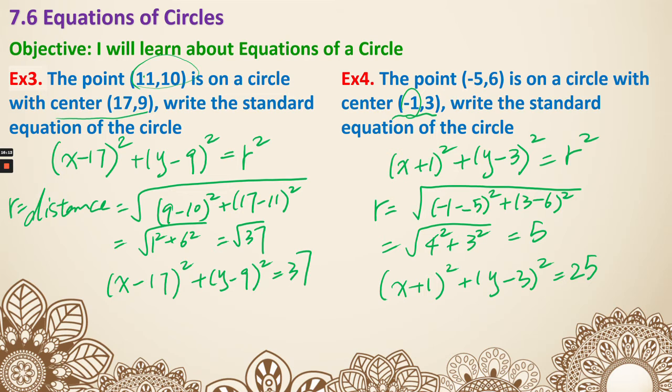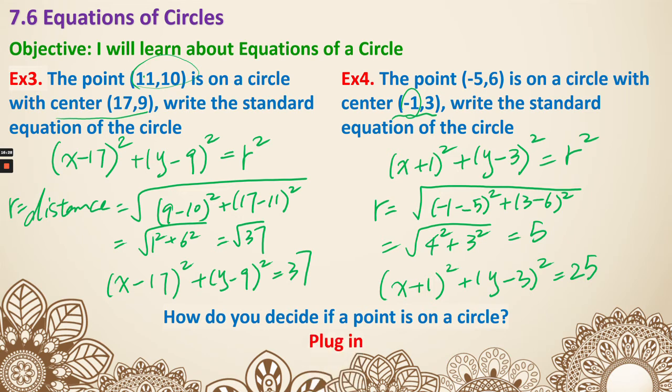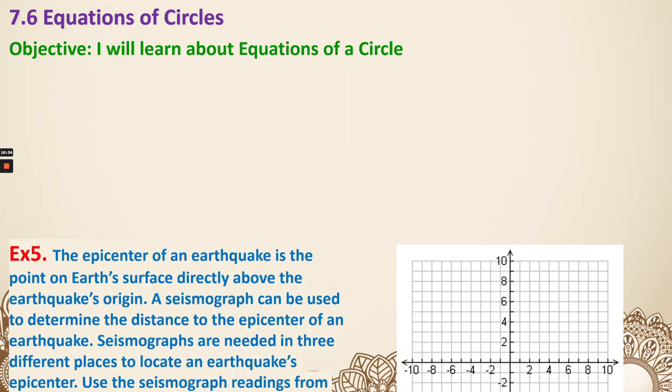So now we have a question. These two problems, you're told the point is actually on the circle. What if you're trying to decide if a point is on the circle or not? That means you have an equation, you're just trying to decide if it's on the circle. All you need to do is plug the numbers in to make sure the left side actually equals the right side. Now let's move on.